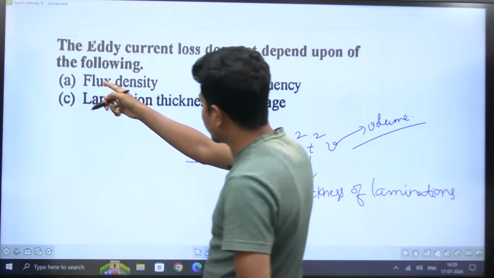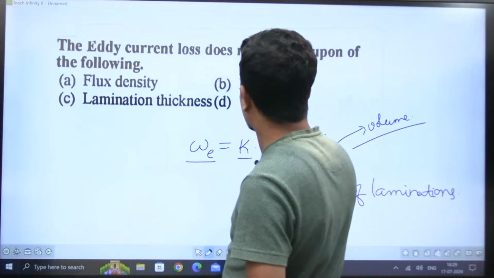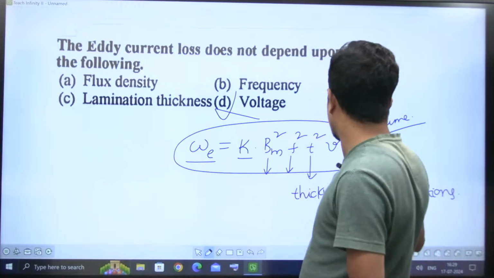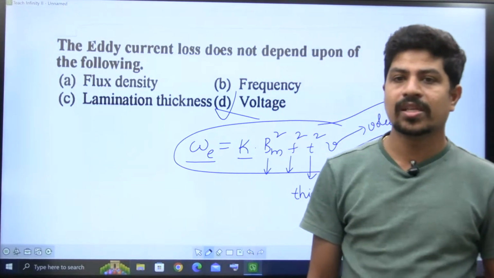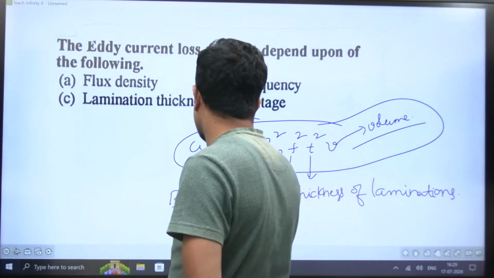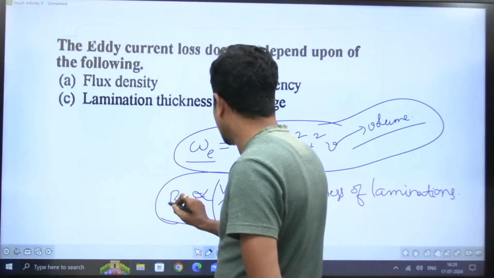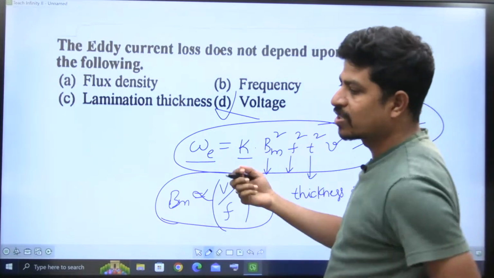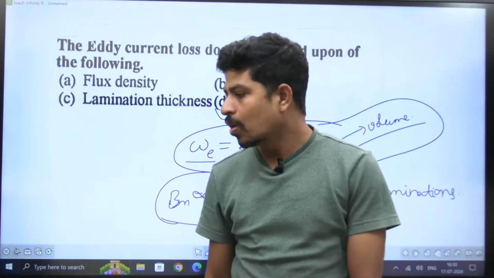So it depends on the flux density, the frequency, and the lamination thickness, but it has nothing to do with the voltage. Nowhere in the formula is the voltage there. In fact, B max is directly proportional to V by F, but we'll make this one constant. He is not saying I'm increasing F, decreasing V; that is the V to F ratio. It is not going to depend upon the voltage.